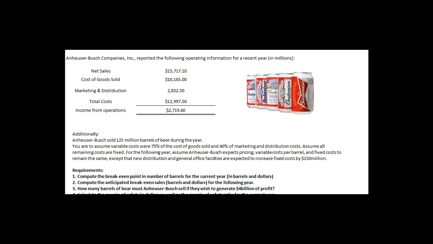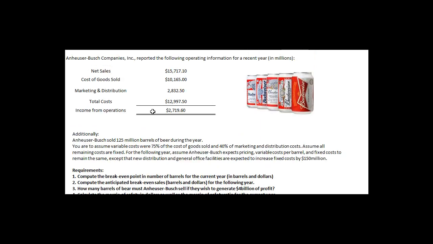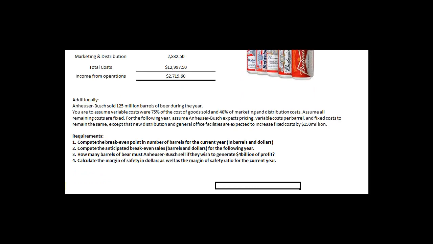This problem will walk us through margin of safety in terms of dollars as well as a ratio. The problem we continue to work through uses Anheuser-Busch financial data as listed up above. We're turning our attention now to requirement number 4, which asks us to calculate the margin of safety for dollars as well as the ratio for the current year. So I suggest you try to do this on your own before watching the video.